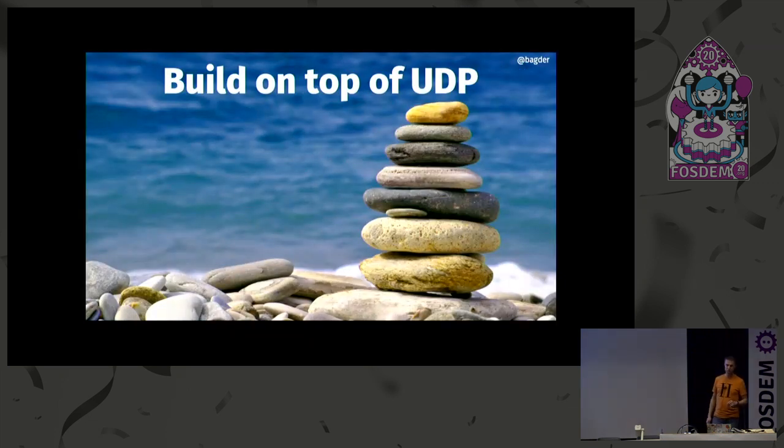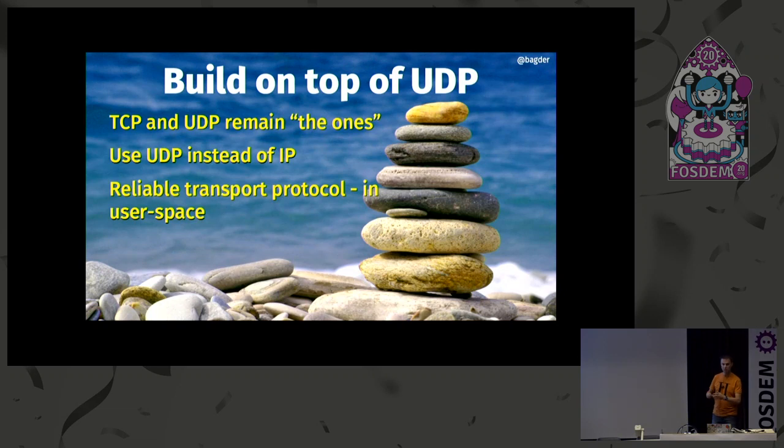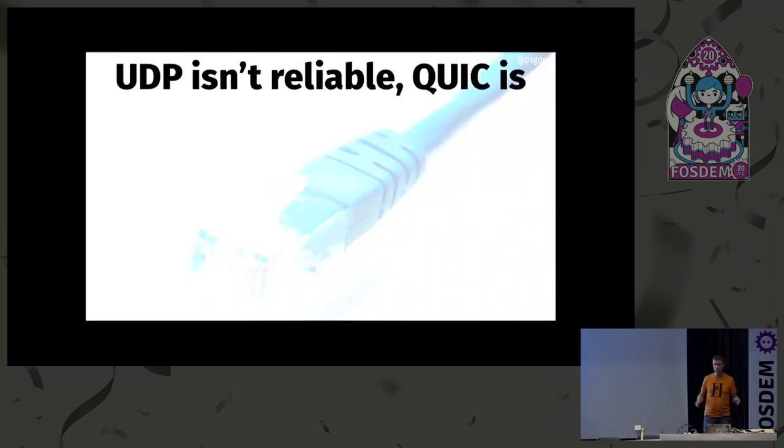So we build this on top of UDP. We pretend basically that UDP is the IP. So we move everything up one layer. We do everything over UDP, we write a reliable transport protocol in user space, and we're sending everything over UDP. It's a little bit like reinventing TCP and TLS in one layer and doing it over UDP. And no, it's not UDP. We're using UDP, it is not UDP.